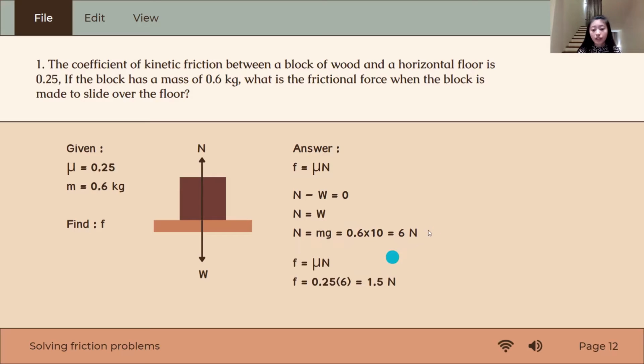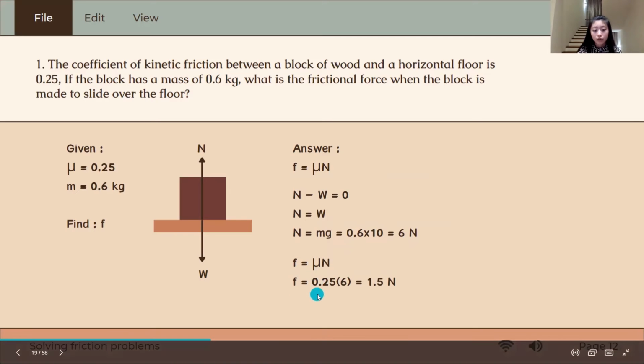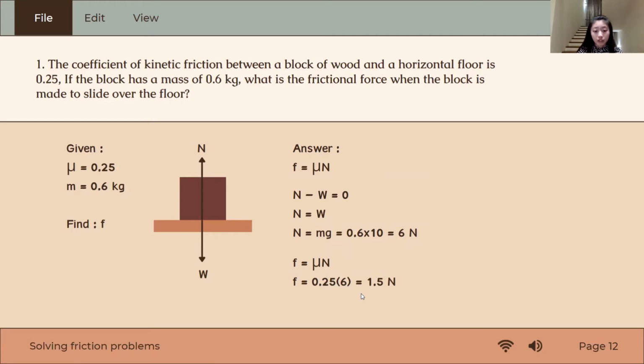Now that we know the normal force, we input it into the formula. F equals mu times N. F equals 0.25 times 6, which equals 1.5 newtons. So the frictional force is 1.5 newtons.